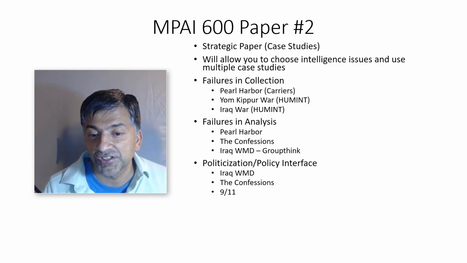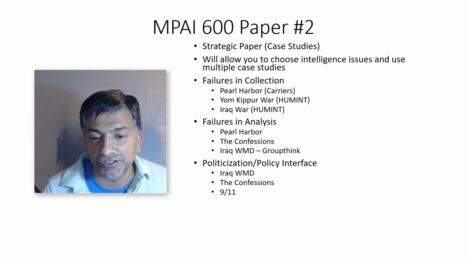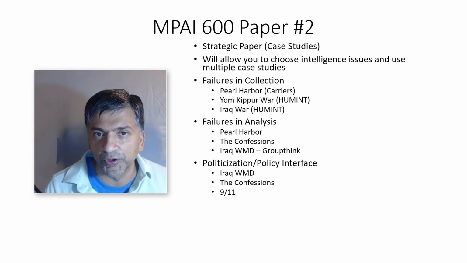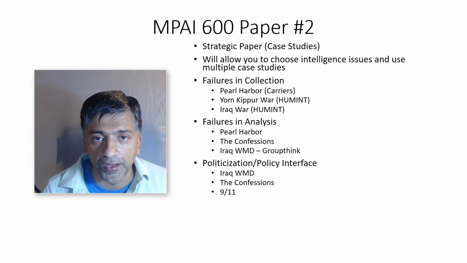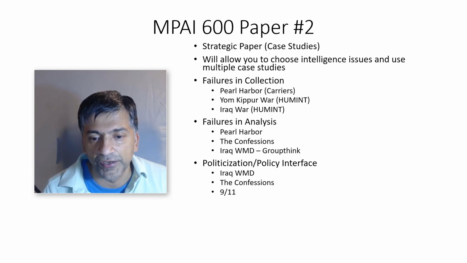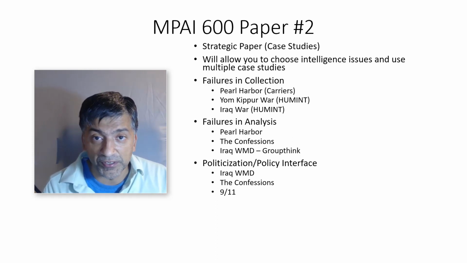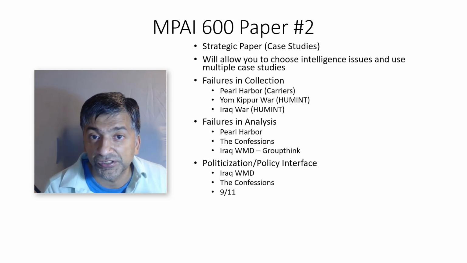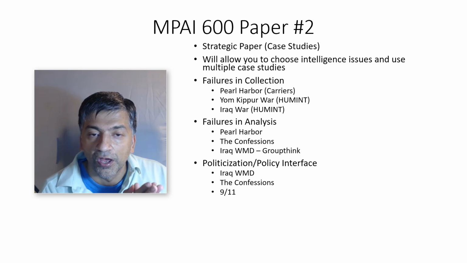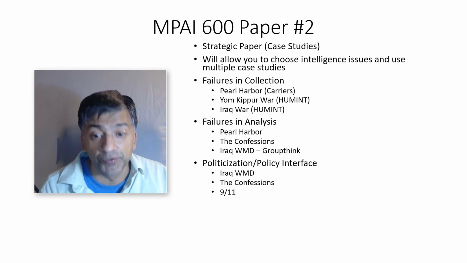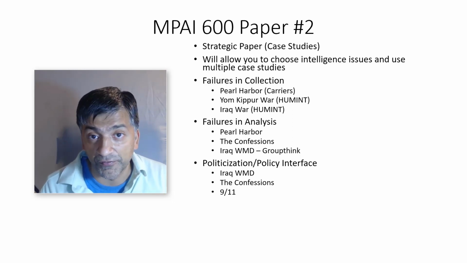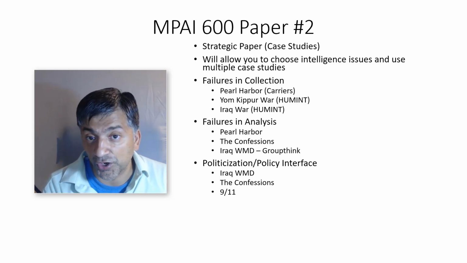And then you had politicization. Iraq WMD, I talked about that enough. The confessions: arguably, politicization forced Detective Ford and others to look for a confession and get a conviction. And then 9/11, where the intel community might have had information on it, but they couldn't get the policy community to make decisions to mitigate risk. These are, again, issues of politicization or policy interface. Is this where the intelligence failures occurred?